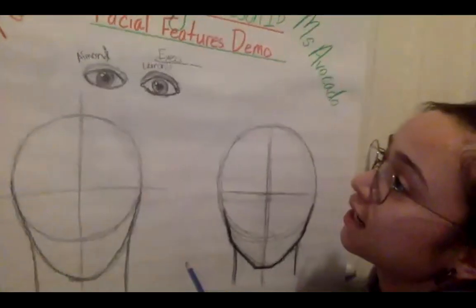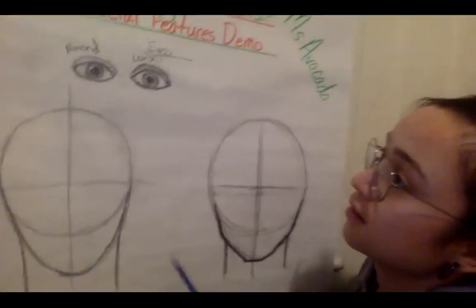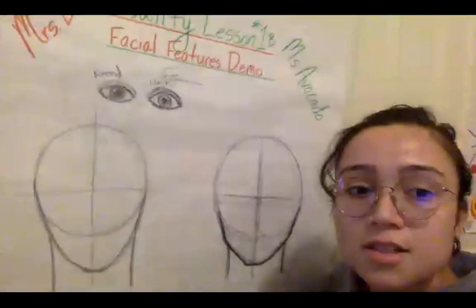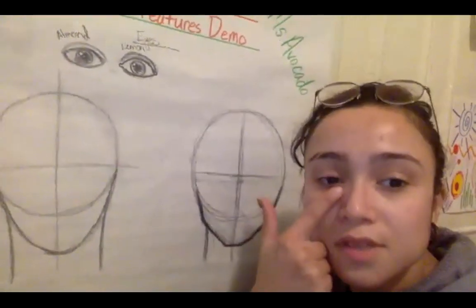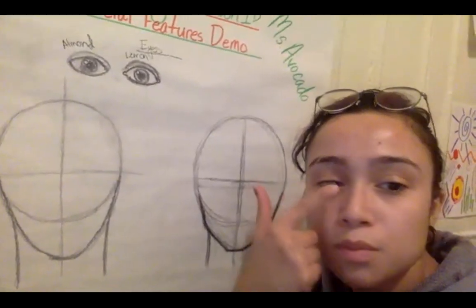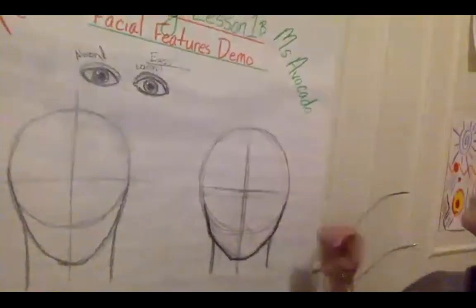So we got almond and we got lemon. Okay, so lemon's got the little pinch on the sides. So almond, a lemon, and then we have a teardrop. Teardrop, which is what Miss Avocado has. I have this narrow bit and then it goes whoop and around. So like a teardrop, we're going to do that.